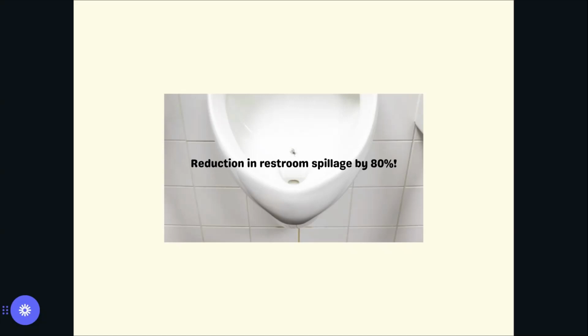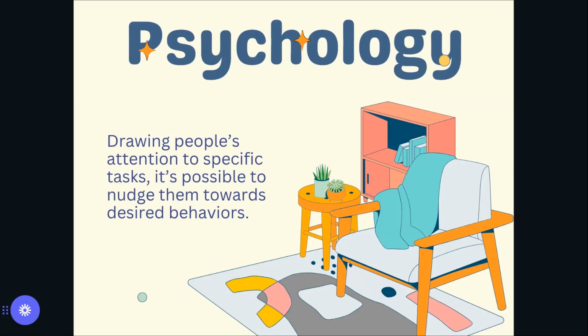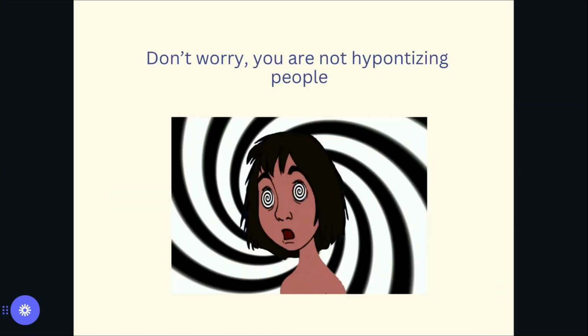After all, even a small tweak, like a fly image in urinals, can increase cleanliness by 80%. So by merely drawing individuals' attention to specific tasks, it's possible to nudge them towards desired behaviors effortlessly. And don't worry, it is a safe method. You're not hypnotizing people, but why not apply the same logic to your pricing page?